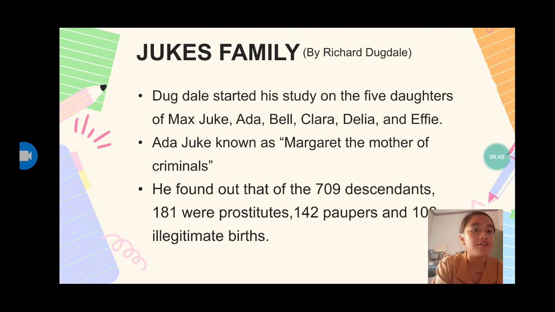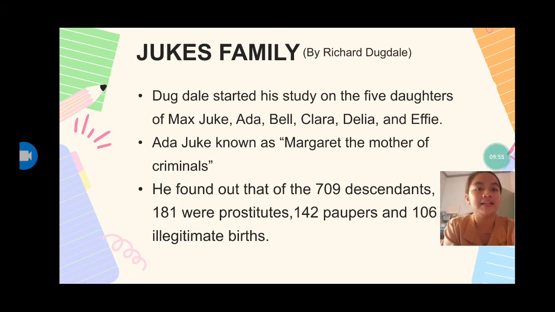He found out that of the 709 descendants, 181 were prostitutes, 142 paupers, and 106 illegitimate births. So, note that these are pseudonyms, meaning they are not the real names of this family, of course, to protect the integrity and the reputation of this family.